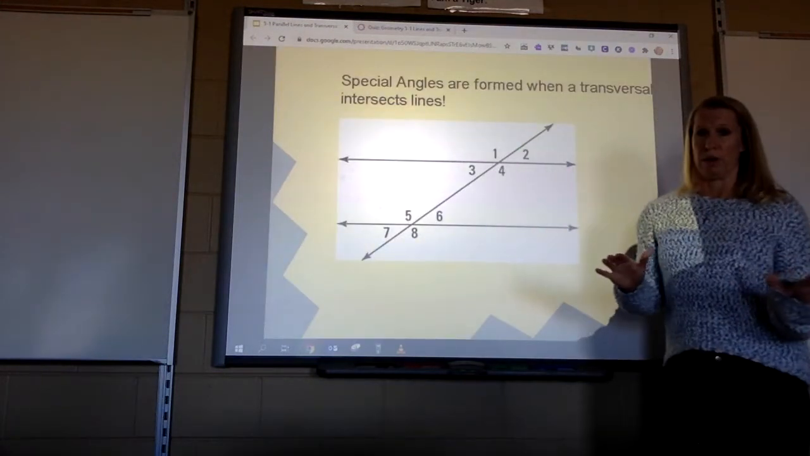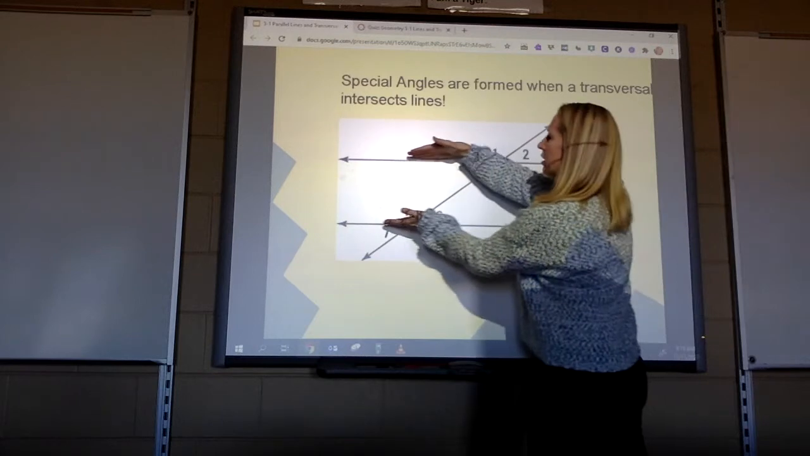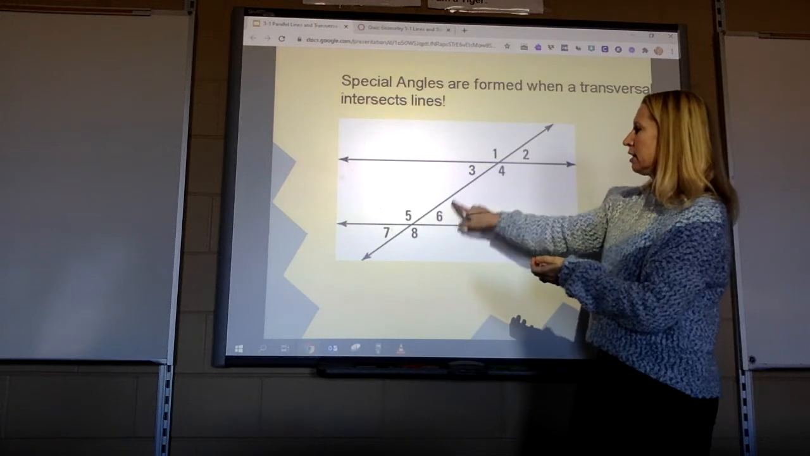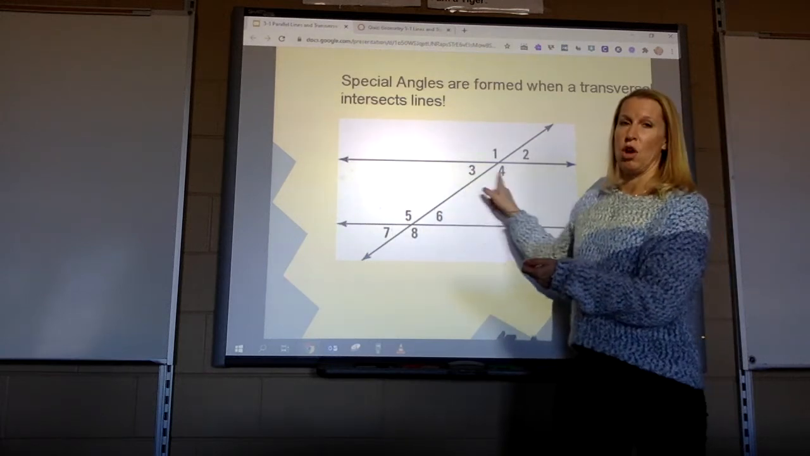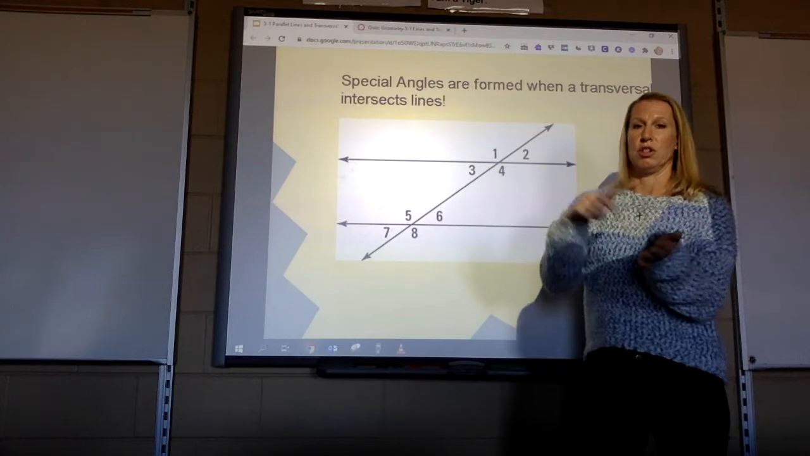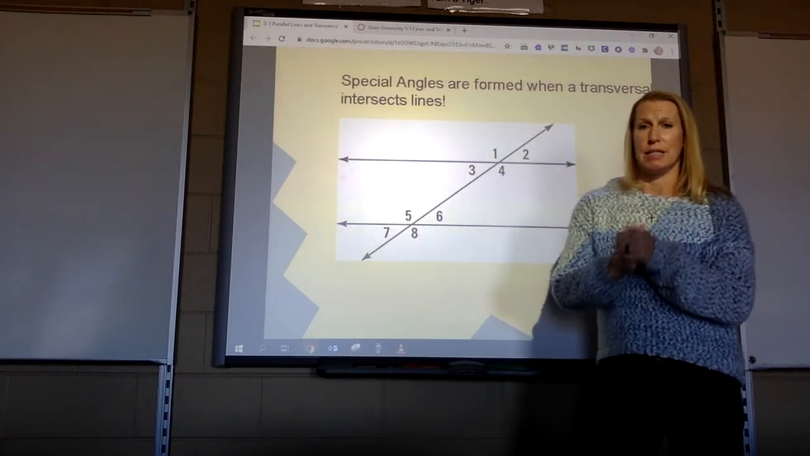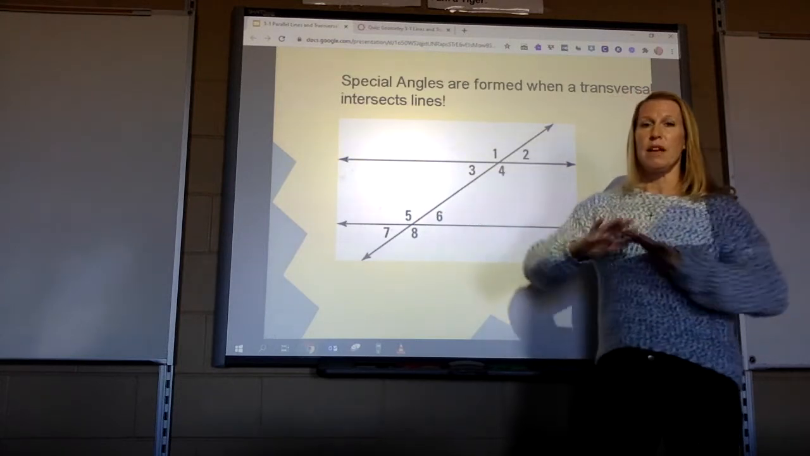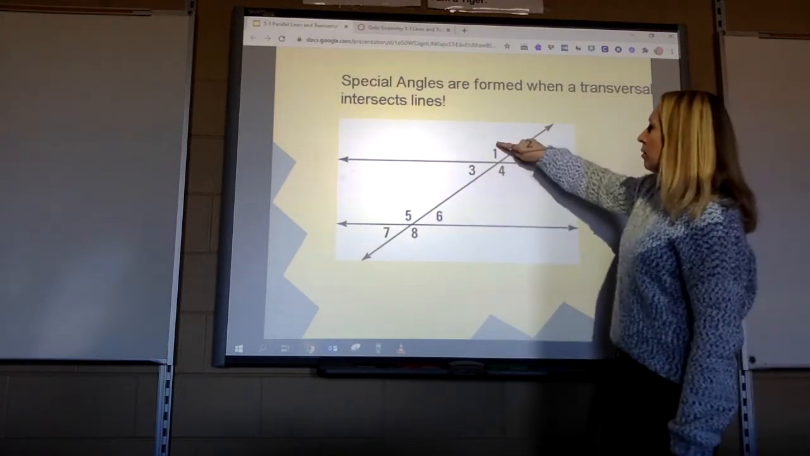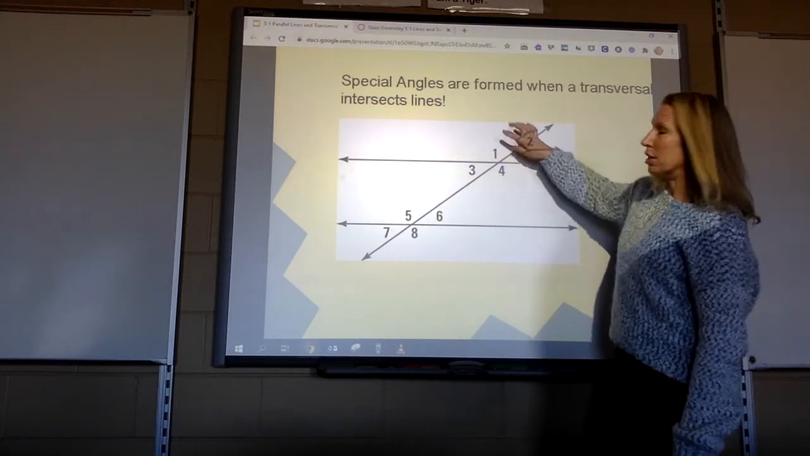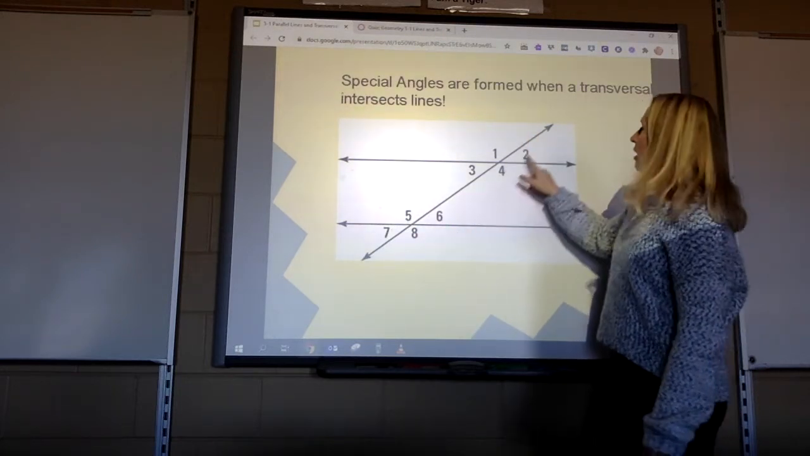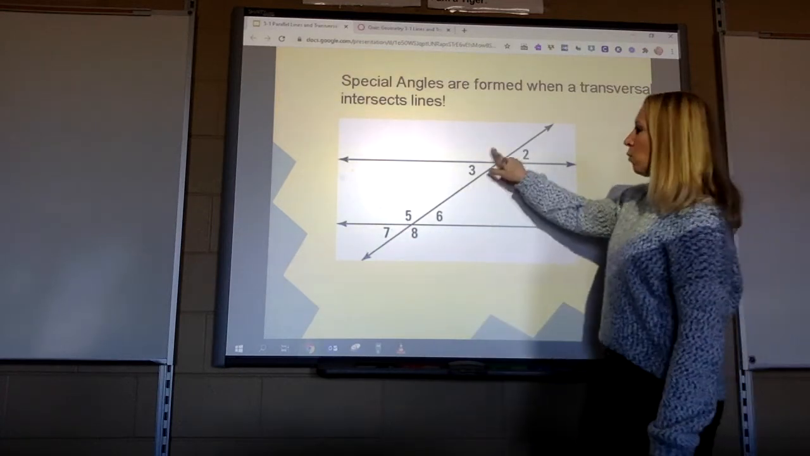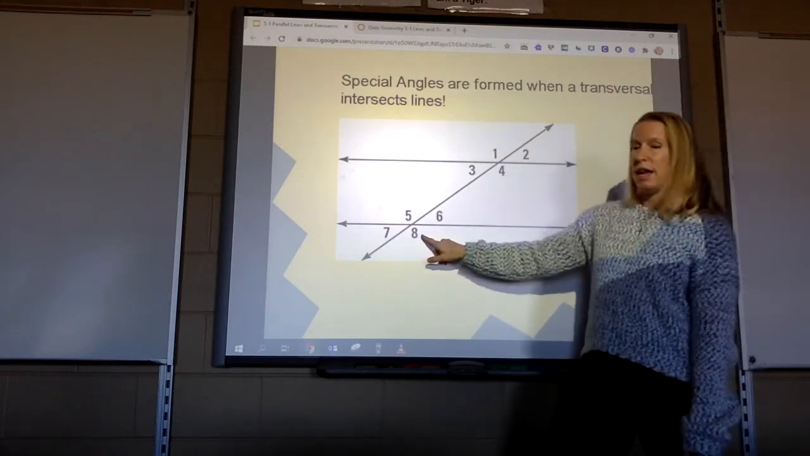So let me do a quick review over all of these angles. Just a super quick review. If they're interior, alternate interior would be like 3 and 6 and 4 and 5. Interior, they alternate. Same side interior would be like 3 and 5 and 4 and 6. If they're on the exterior, alternate exterior would be 1 and 8, 2 and 7. Same side exterior would be 1 and 7, 2 and 8.